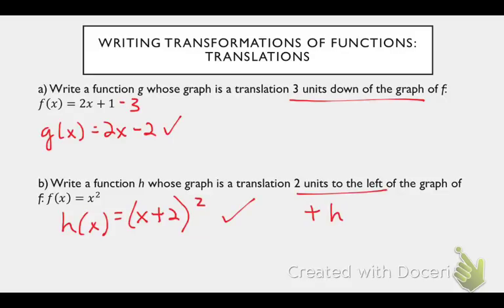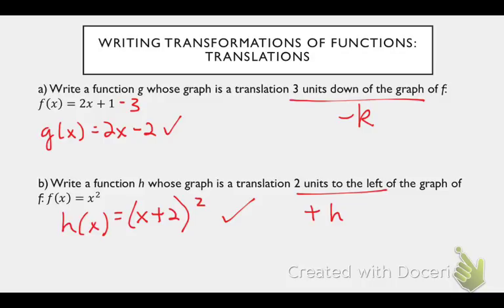So to transform a function that is 3 units down, we're going to subtract 3. That's our k value. So we'll do that just at the end of the function, and we'll end up with g of x equals 2x minus 2.